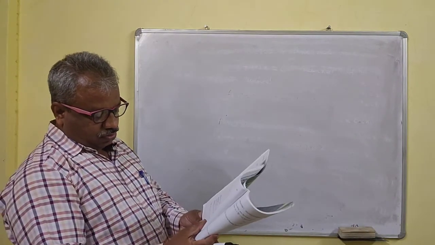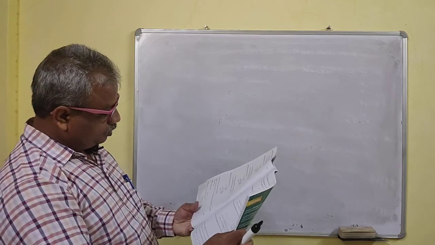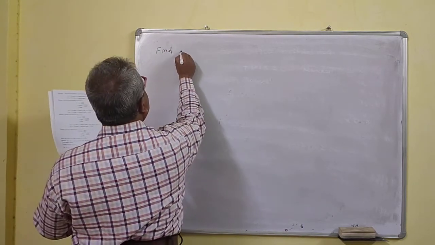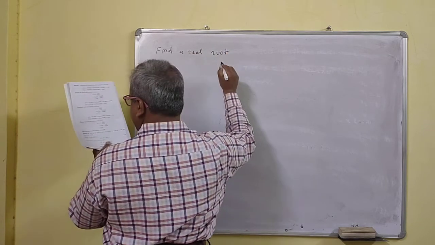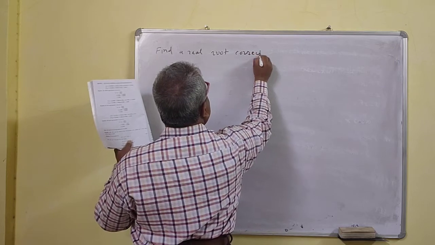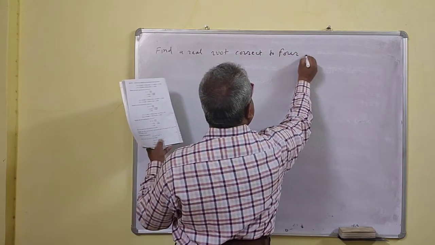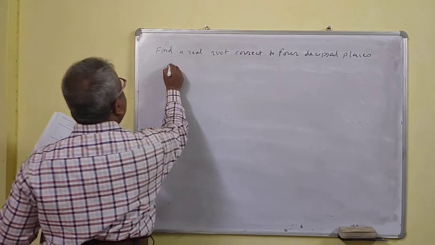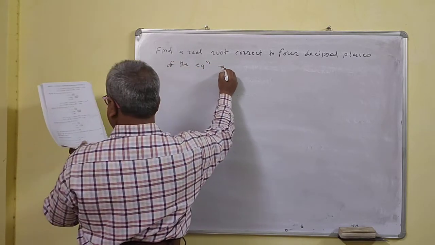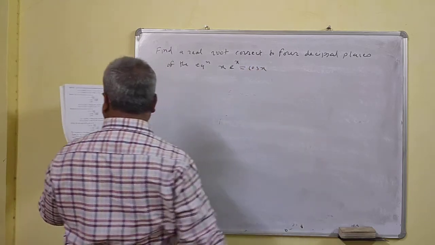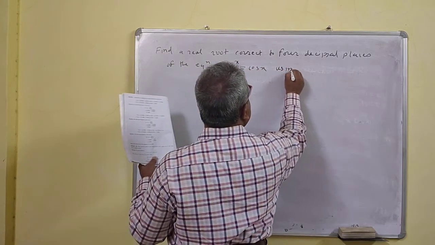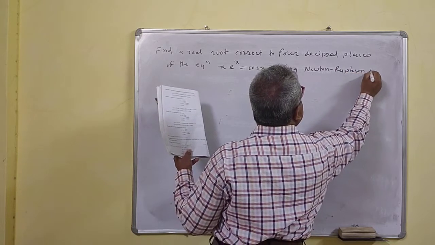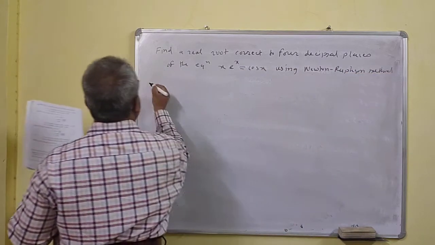Newton-Raphson method. Okay, so now here we will see: find a real root correct to 4 decimal places of the equation x e raised to x is equal to cos x using Newton-Raphson method. Okay, solution.